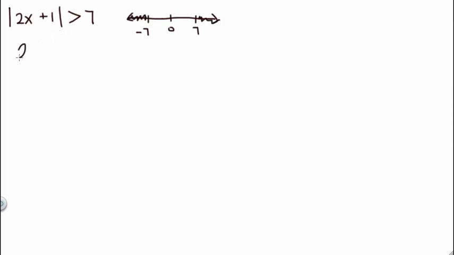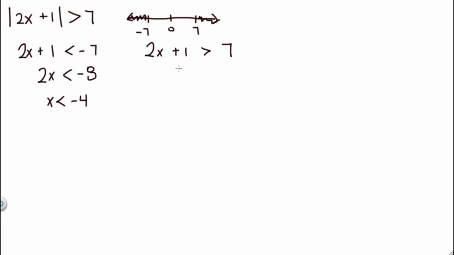So one thing to consider is that 2x + 1 is less than -7, or it could be that 2x + 1 is greater than 7. Okay, so solving this, you subtract 1. So 2x is less than -8. So x is less than -4. And then same thing here, subtract 1. 2x is greater than 6. So x is greater than 3.